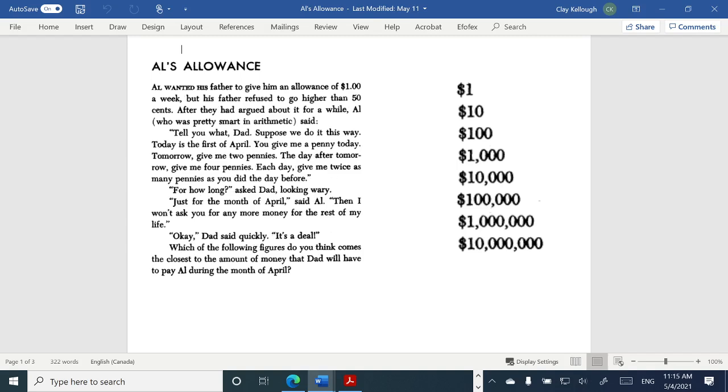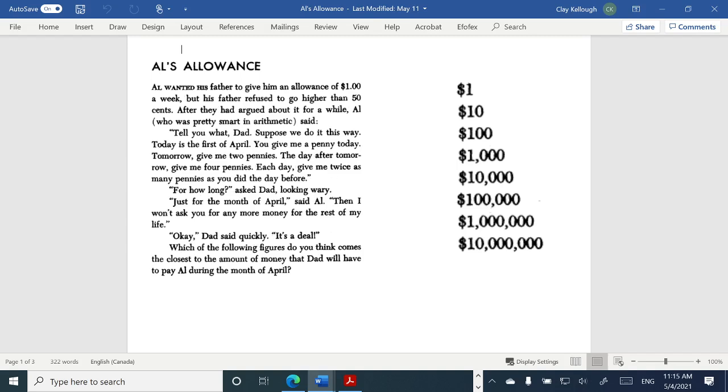So, are we looking at $1, $10, $100, $1,000, $10,000, $100,000, $1 million, or $10 million? Feel free to start calculating. I'll give you a minute.